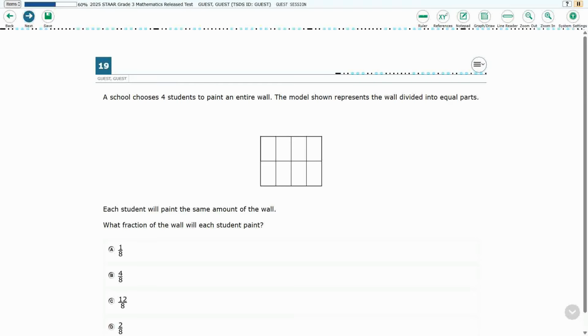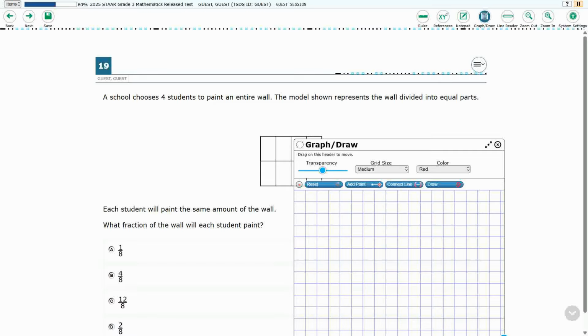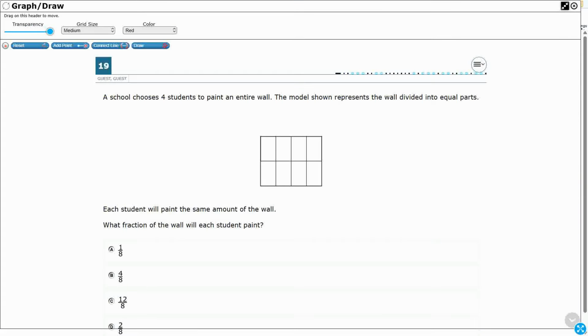For number 19, we are looking at 3.3e. Now we are partitioning objects here. And so we've got this school, 4 students to paint a wall. Here's the wall. So the wall is in eighths, okay? And what fraction will each student paint? Well, there's 4 students. Now, if I'm not necessarily paying attention, I might think there's 4 students, there's 8 sections, and you see what one of our answer choices is 4/8, which is actually our biggest distractor.